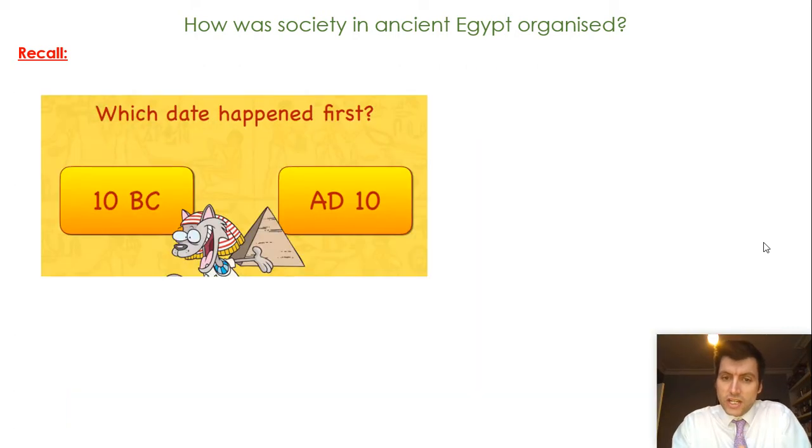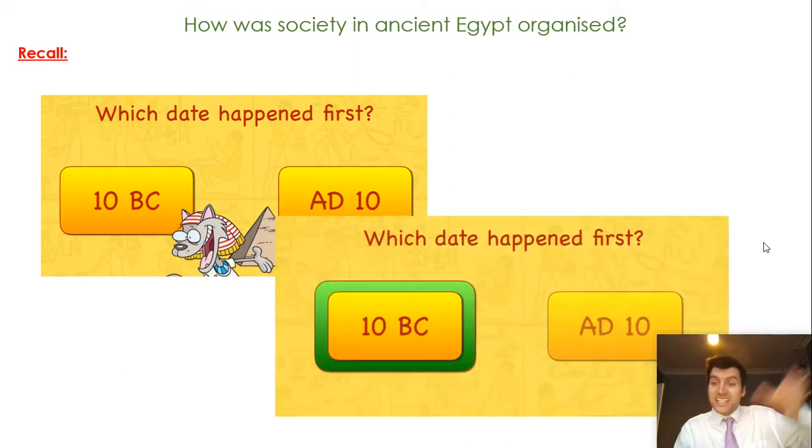But if we look at these years, we can see which one will be first. Would it be 10 BC or AD 10? Which would be first? So which would be the furthest one in the past? Have a think. Well done for those of you who've remembered. Yeah, 10 BC would be 20 years before AD 10. Okay, so that gap of 20 years. AD 10 is only 2011 years ago. Okay, so just thinking a little bit about that.